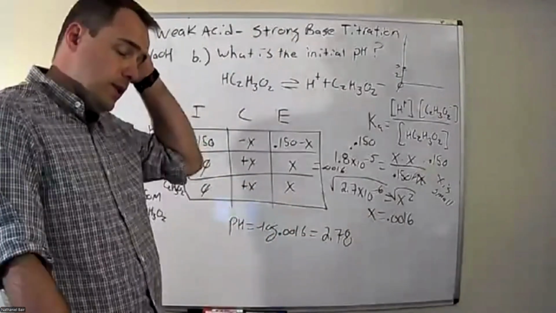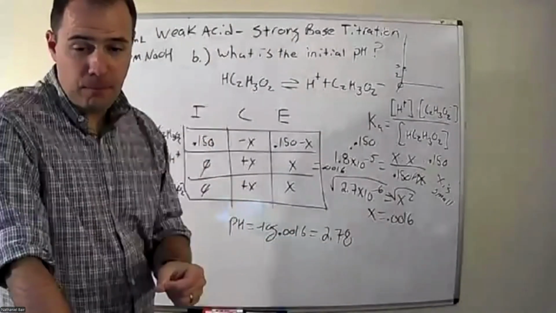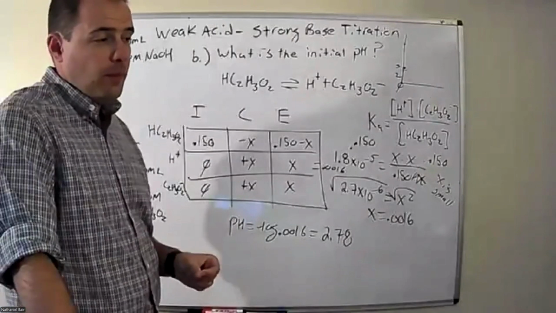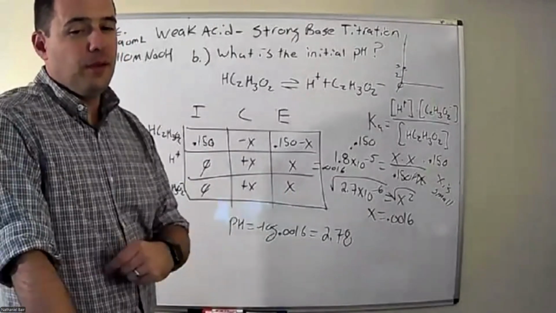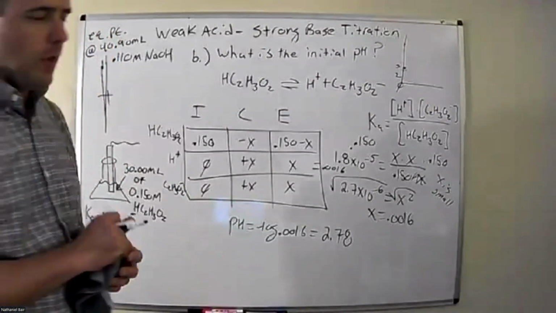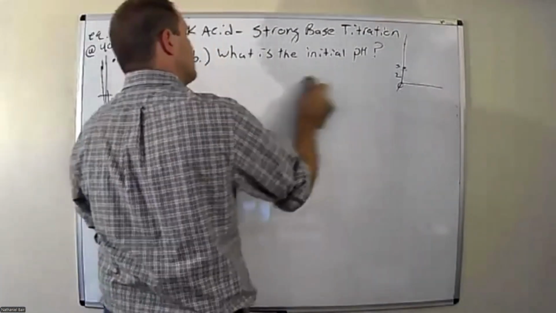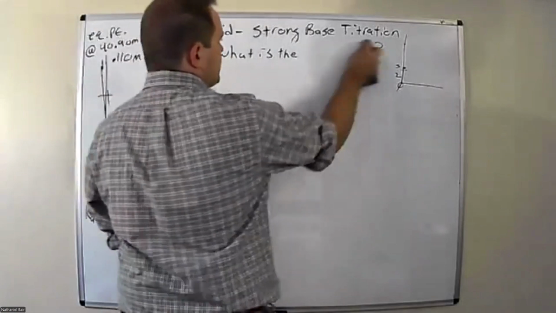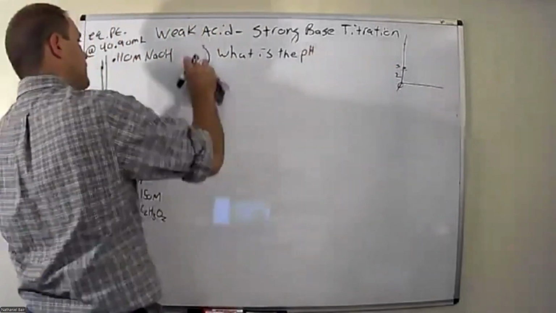Okay, I want to now add some titrant, and I want to talk about what's going to happen, and it's going to look terrible, and then we're going to get bailed out by the Henderson-Hasselbalch equation, but I don't want to give it too much away. So here we go. So I don't know, what is the pH? This is point C.